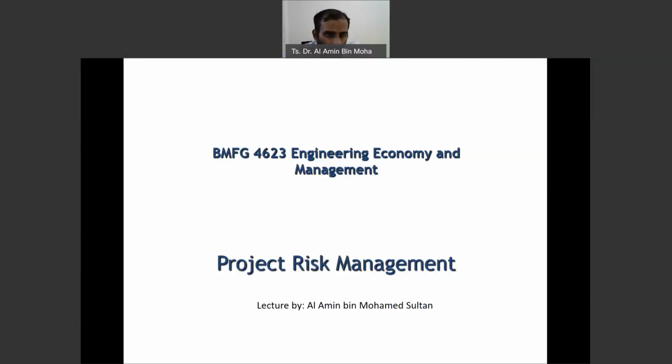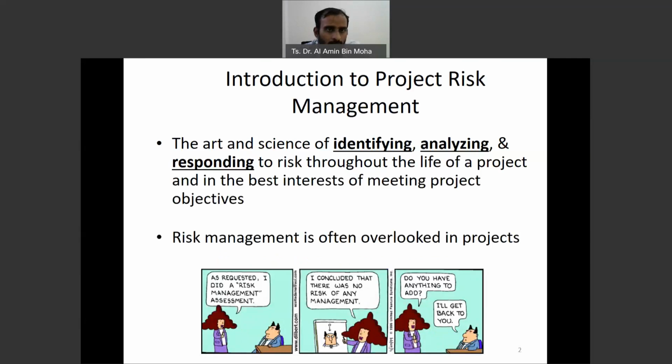We are going to continue our second management chapter, which is project risk management. As an introduction to project risk management, you need to understand the meaning behind it. Project risk management, or risk management, is actually the art and science of identifying, analyzing, and responding to risk throughout the life of a project and in the best interest of meeting project objectives.